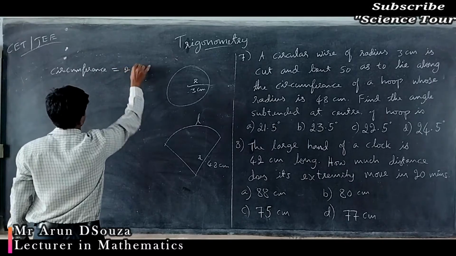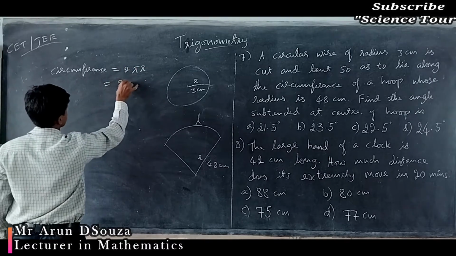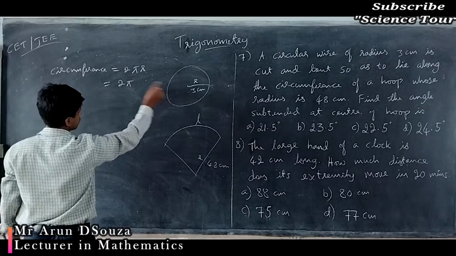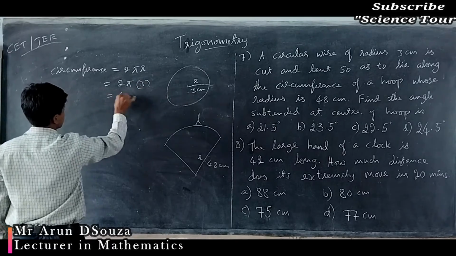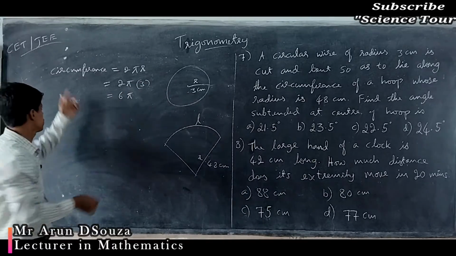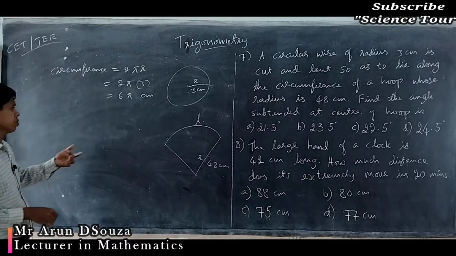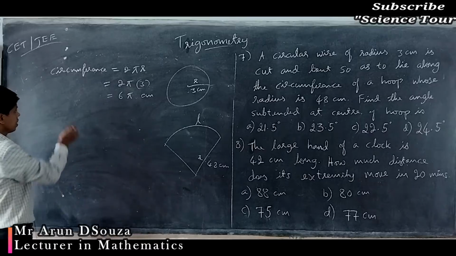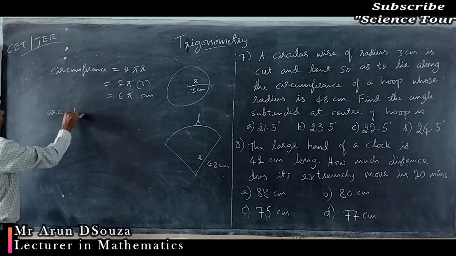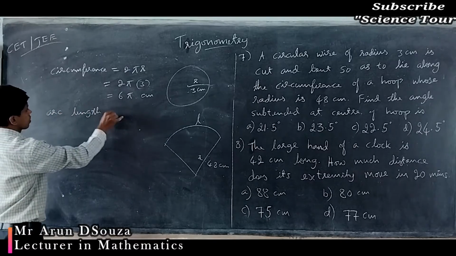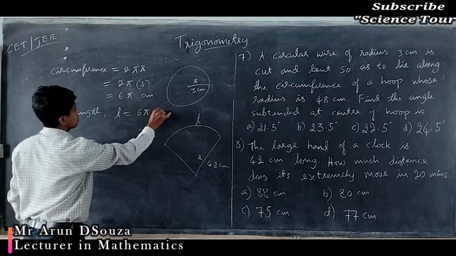That is 2 pi r, and that means it is 2 pi into 3, so 6 pi. Alright, so 6 pi centimeters. Let's not substitute here. You can substitute and simplify, but let us keep it that way. So what is the arc length? L is 6 pi centimeter.